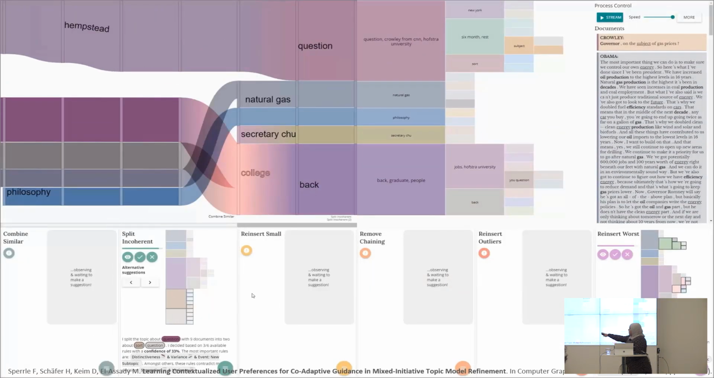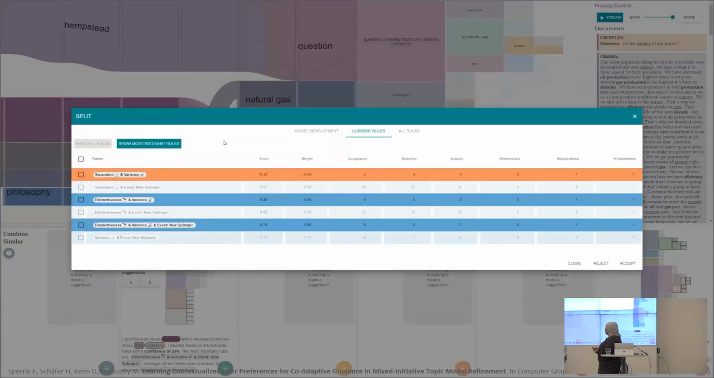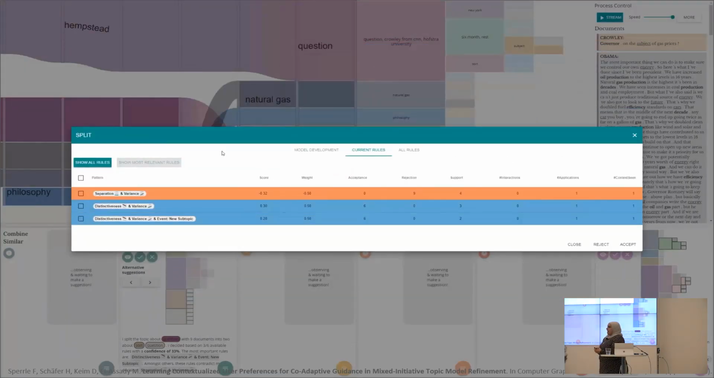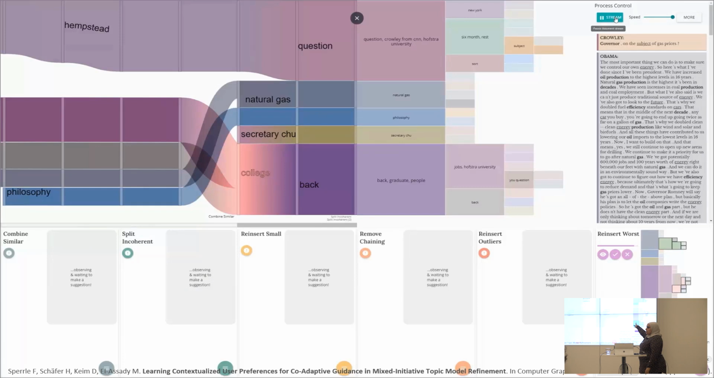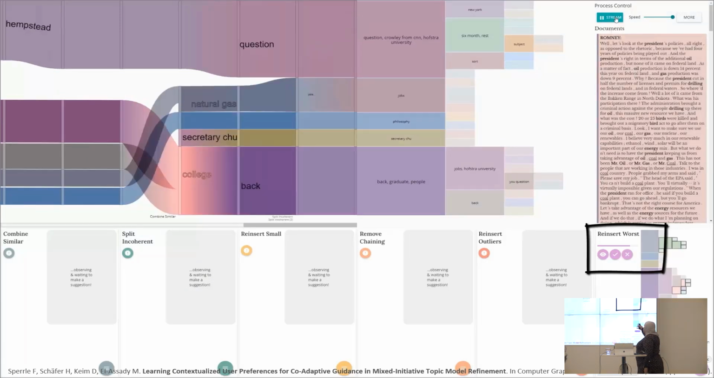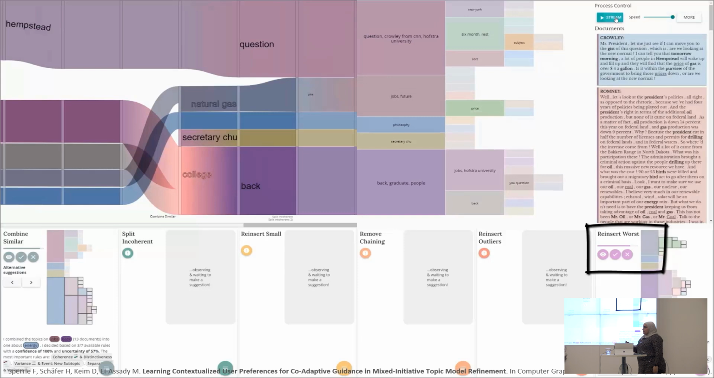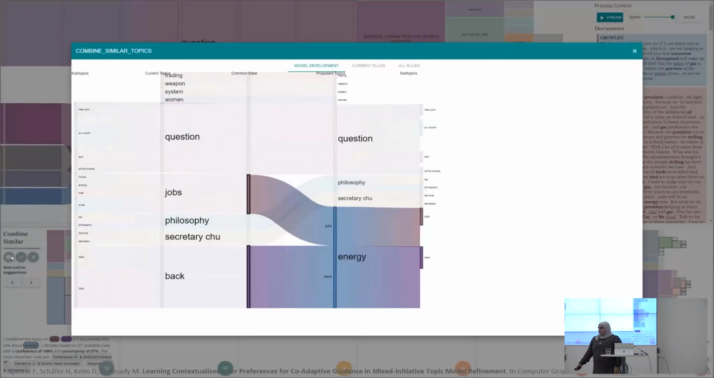There's another suggestion here to split some incoherent topics. We might want to investigate that, maybe even look at the metrics. And if the suggestion doesn't make sense, we might want to reject it. And then here's a suggestion that we've been ignoring. We've been ignoring it over time, so it loses confidence. It learns from the non-interaction that this was not the appropriate timing for that suggestion.